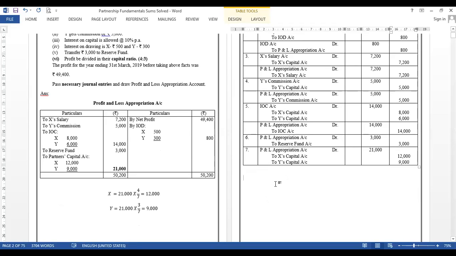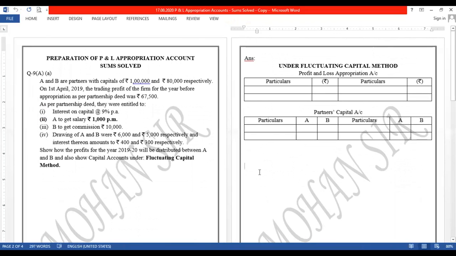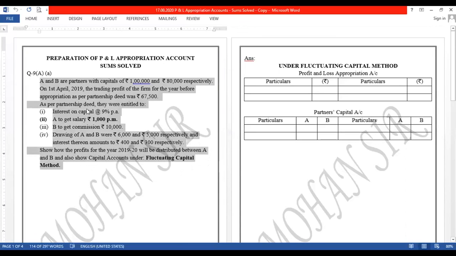So this is how the sum has to be solved. Okay, let us start with the sum. This is question number 9A. A and B are partners with capitals of 1,80,000 respectively. On 1st of April 2019, the trading profit of the firm for the year before appropriation as per partnership deed was 67,500. As per partnership deed, they were entitled to four adjustments. Show how the profits for the year 1920 will be distributed between A and B, and also show the capital accounts under fluctuating capital method.